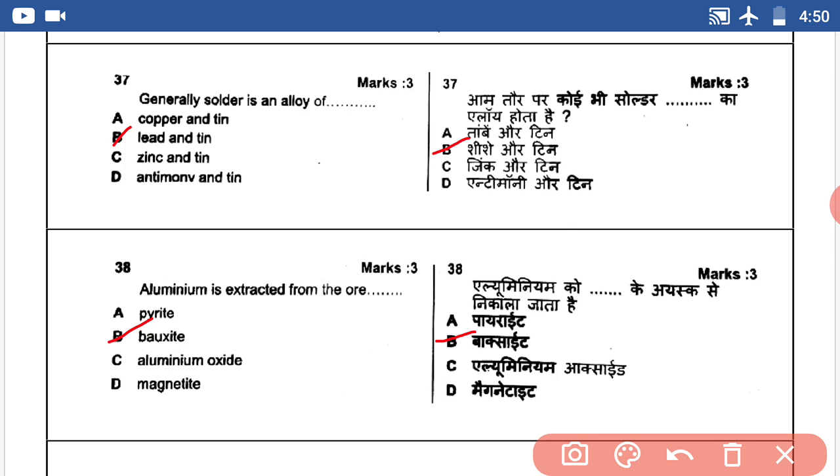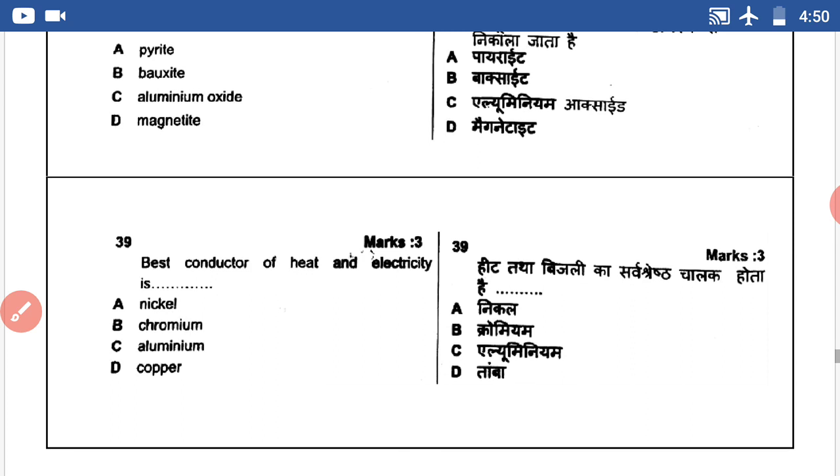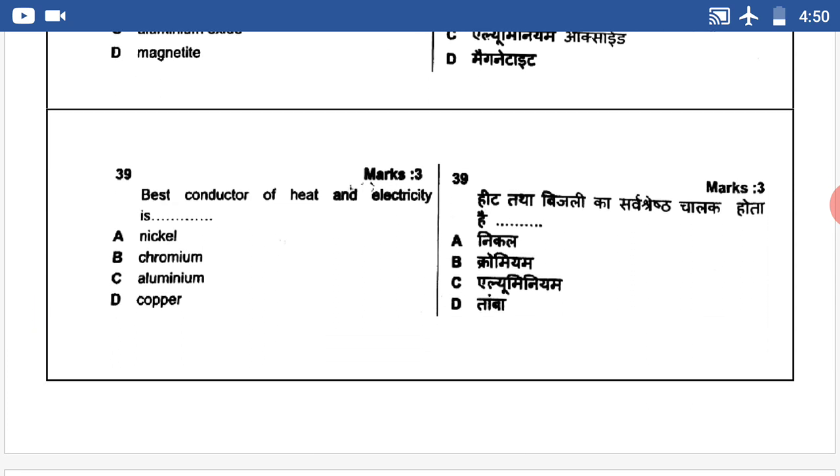Question number 39. The best conductor of heat and electricity is dash. Copper. Answer D.